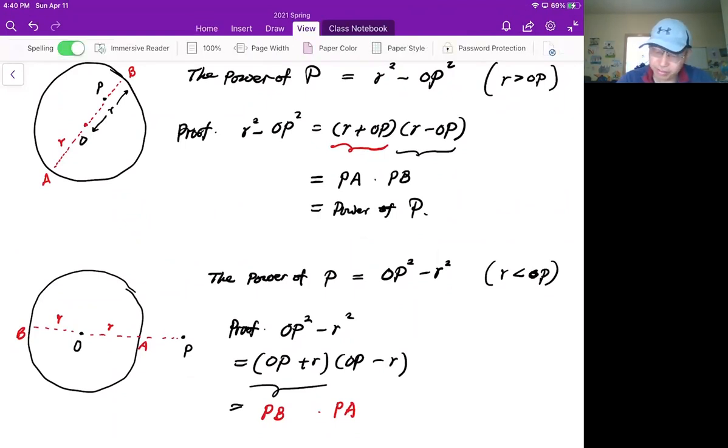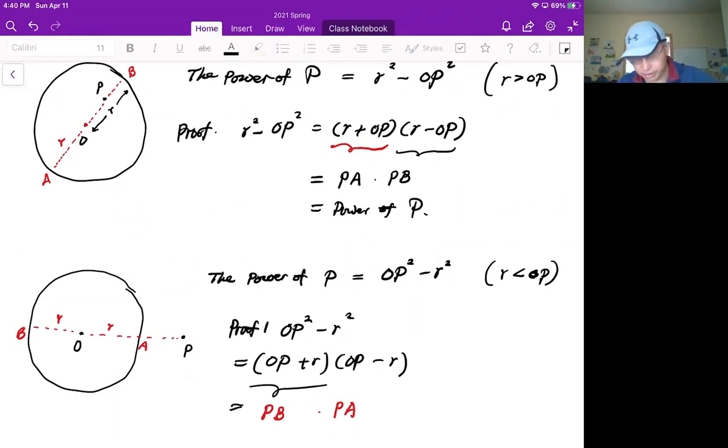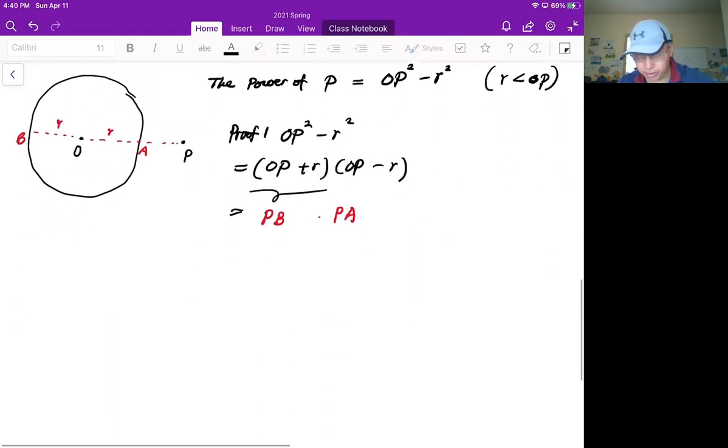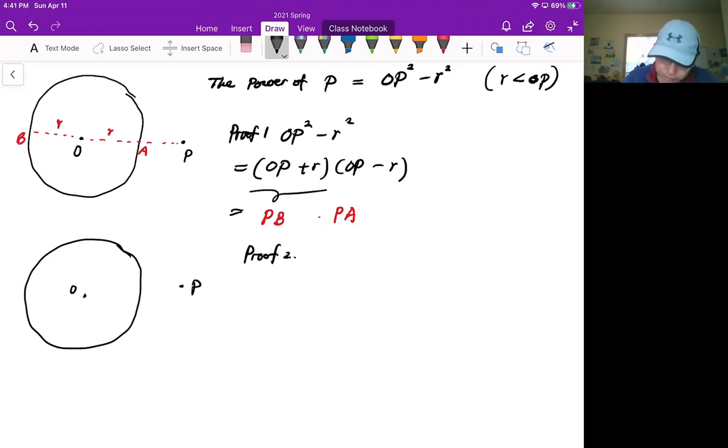Okay, and I can give you a second proof, if you want. So let's see. Here is the first proof. Let's give you a second proof. Okay, proof two. Let me draw the picture again. Suppose you have a point P here, right, and a circle. All right, and for proof two, I can do the following. I can just draw a tangent line.